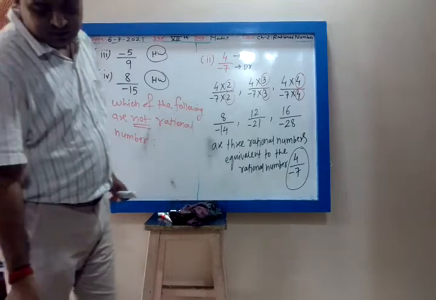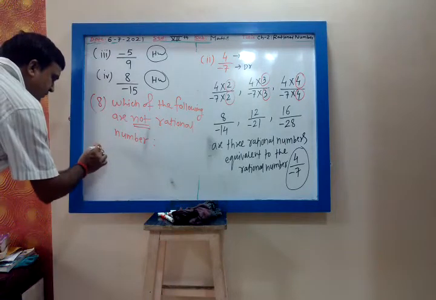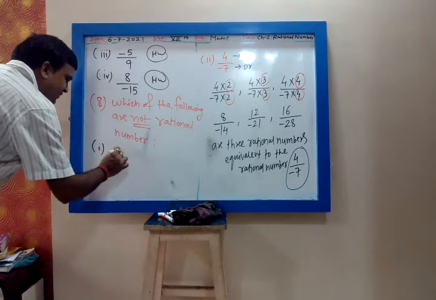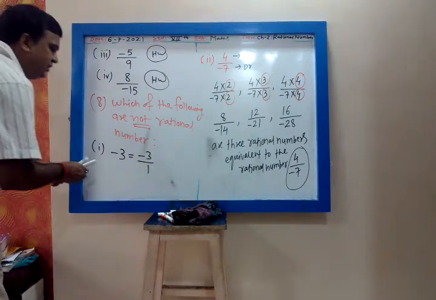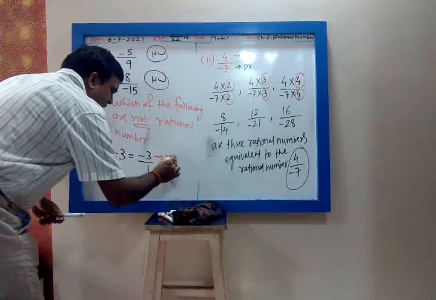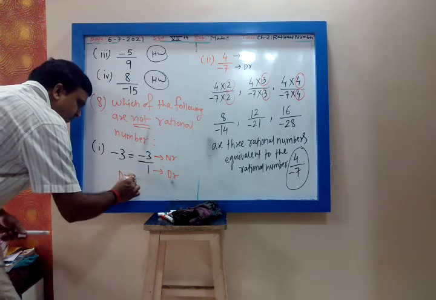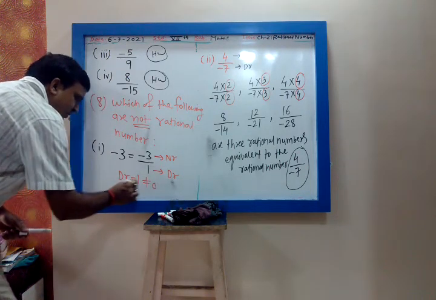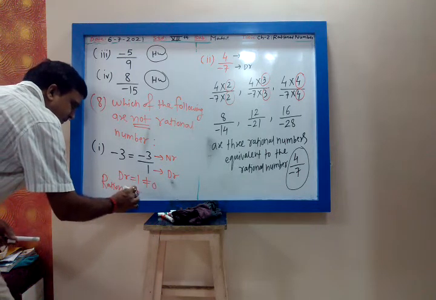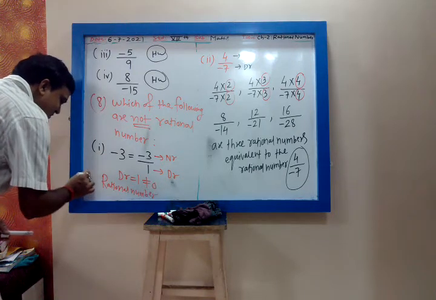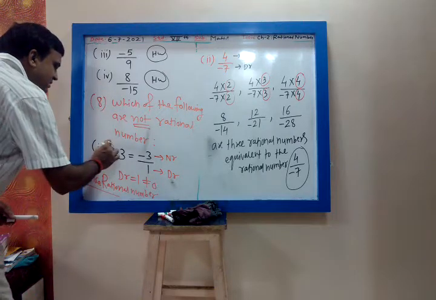First, minus 3. Minus 3 I can write as minus 3 upon 1. So it has numerator and denominator both, and denominator is equal to 1, which is not equal to 0. Therefore it is a rational number. Minus 3 is a rational number.